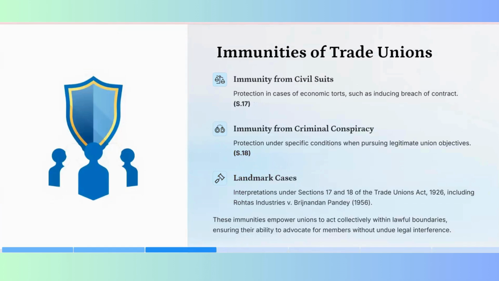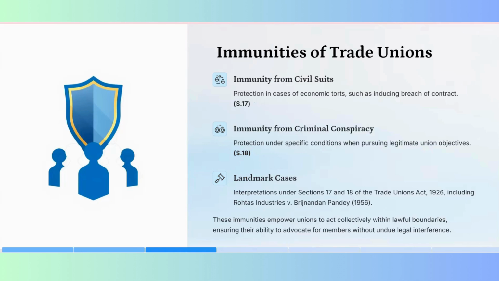What is the benefit of forming trade unions? Trade unions are recognized as a legal entity. They are immune under the Trade Union Act 1926: immunity from civil suits, protection in the cases of economic torts such as inducing breach of contract. Section 17 provides immunity to trade unions in such cases.